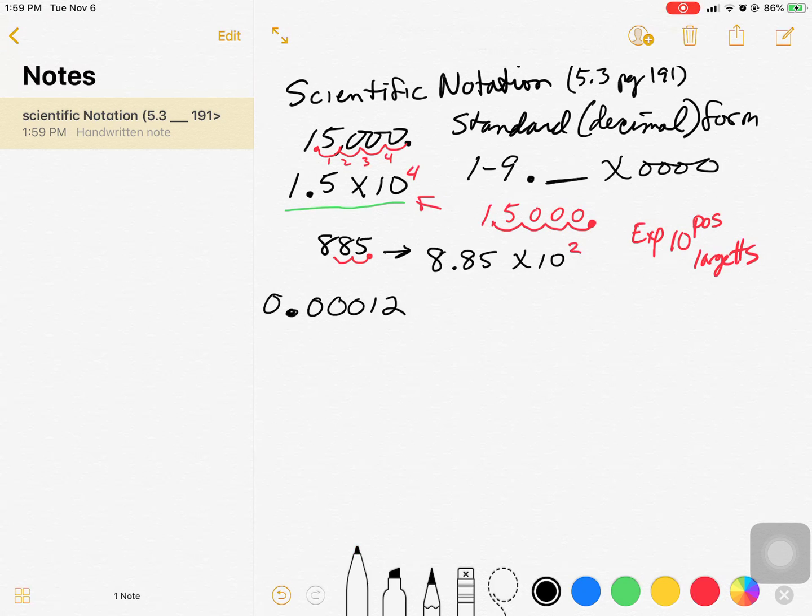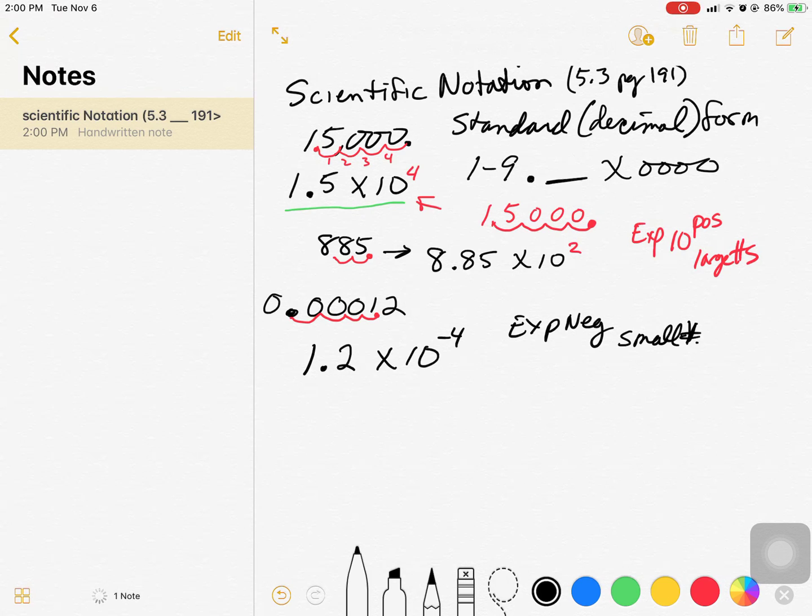So we're going to put 1, that's the only whole number I have to the left. And then we put a decimal, any other numbers, and then we count how far we had to move it: 1, 2, 3, 4 to get it there. So that means this is times 10 to the negative 4, because we moved it the other way, because it was a really small number. So exponents that are negative are small numbers. Okay.